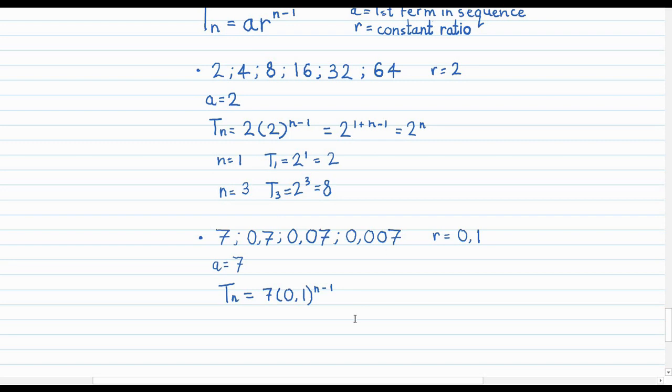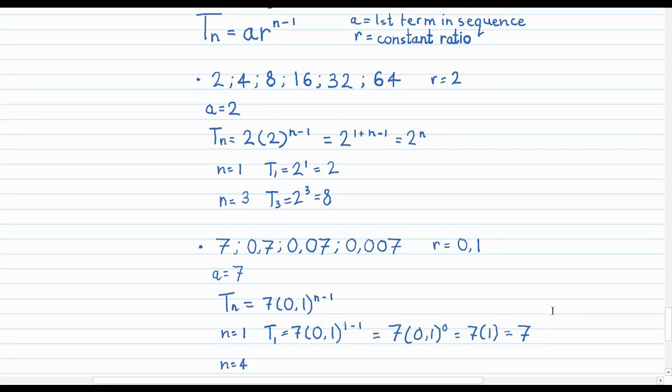For the first term, n is equal to 1, which gives us 7 times 0.1 to the power 1 minus 1, which is just 7 times 0.1 to the power of 0, which equals 7, the same as the first value in the sequence. Then for the last term, this sequence has 4 values in total, so n is equal to 4. Then we substitute everything in and we get 7 times 0.001, which is 0.007, the same as the last term in the sequence. So we know our nth term equation is correct.